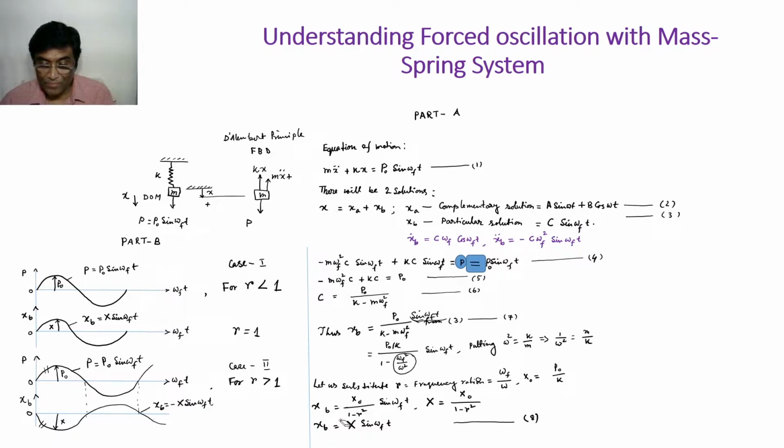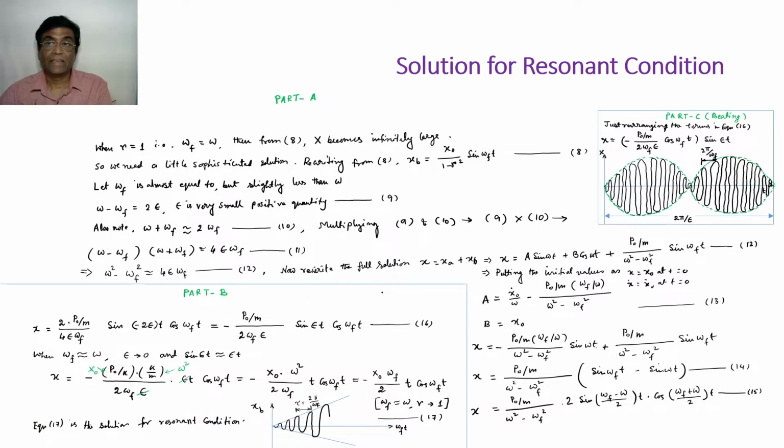So when we were in school, we would leave it here, that okay, resonance will occur because the amplitude of oscillation is infinitely large. But we will try to understand here how to have a solution for the resonant condition. Mathematically cleaner solution we'll have to put. Now look here how to do that. r equals to 1 means omega f equals to omega.